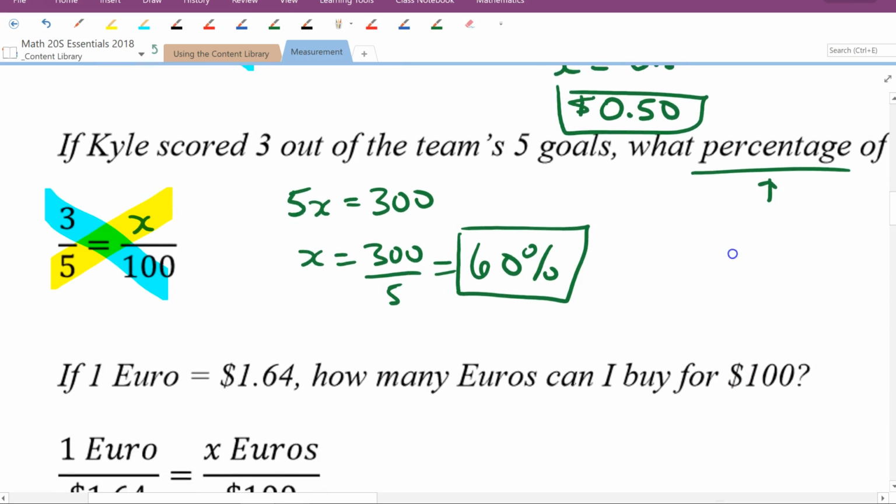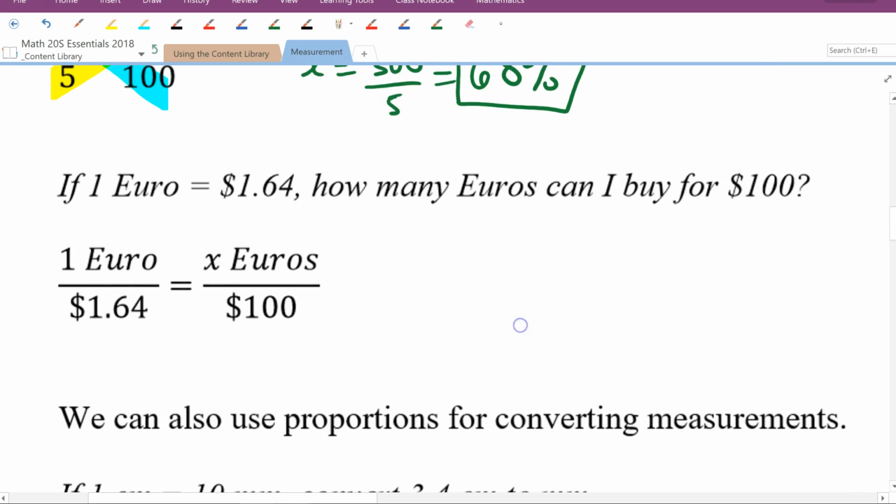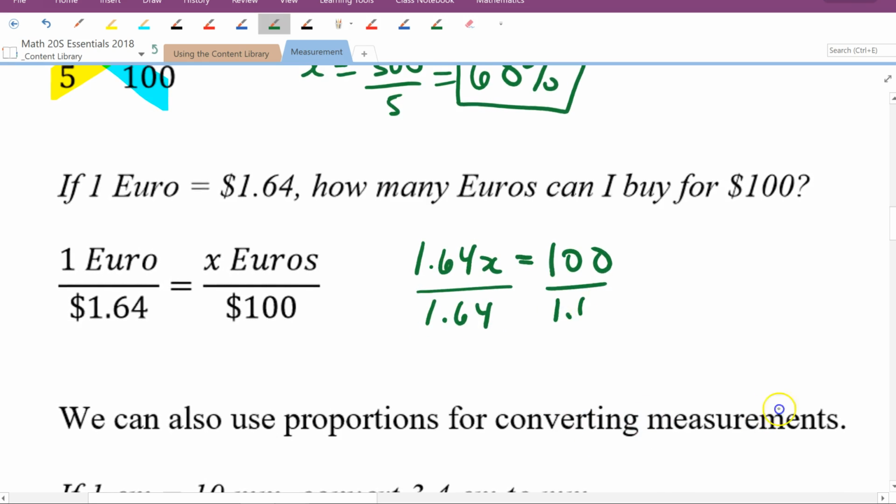If 1 euro is $1.64, how many euros can I buy for $100? We did some things like this. Again, I'll do my cross multiplying. 1.64 times x is equal to 1 times 100, which is 100. If I divide both sides by 1.64, this is definitely a time to get the calculator out. When I divide it out, I get 60.98.